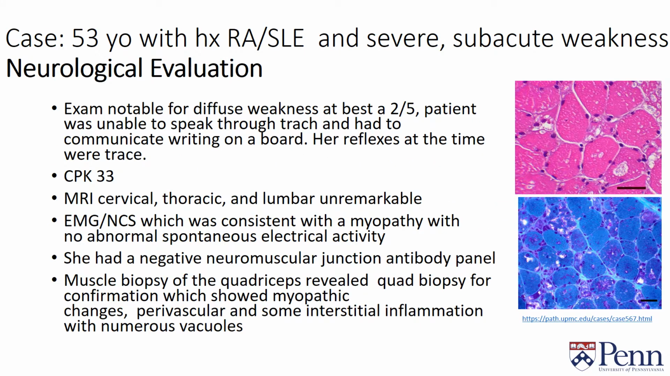So on exam, she had fairly severe diffuse weakness. She was on invasive ventilation, so she was communicating using her writing board. Her CPK was actually quite low. Sometimes when someone's this weak, I do worry that there's been so much muscle loss that there isn't a CPK to kind of give up. Her EMG was consistent with a myopathy. She had negative neuromuscular junction antibodies. She had a muscle biopsy of the quadriceps that revealed severe myopathic changes, but concerning, she had numerous vacuoles, which suggested that this may be a toxic exposure.